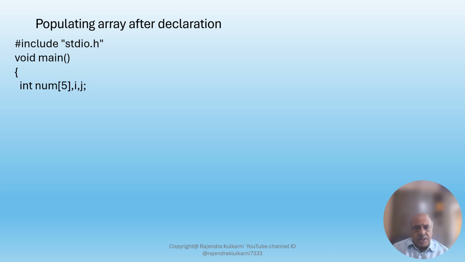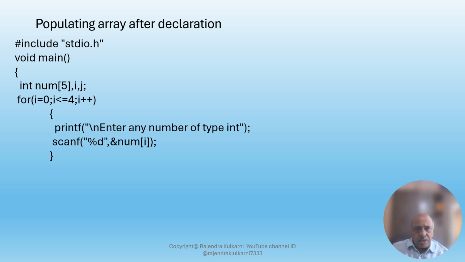Once we have declared the array, we can initialize it at the time of declaration. Once it is declared, we cannot simply initialize it by putting a value to it as we have done earlier. How to initialize an array and populate it after declaration? A simple loop with printf and scanf statements in it, using the functions printf and scanf.